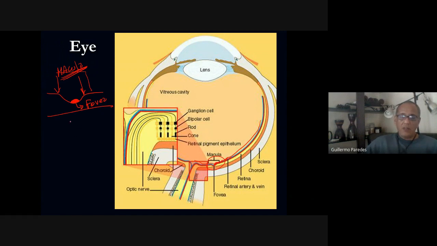To know that, we need to remember that the retina is going to have two types of photoreceptors. These photoreceptors are going to be the cones and the rods. Cones and rods. The cones, C-O-N-E-S, are going to be for sharp, bright vision. And for colors.